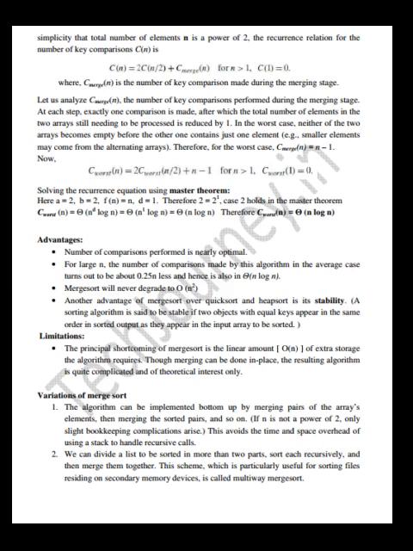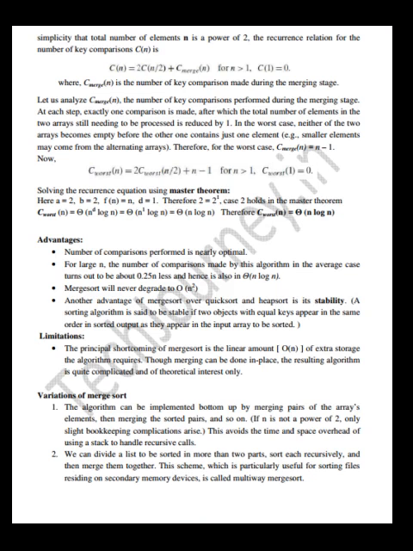At each step exactly one comparison is made, after which the total number of elements in the two arrays still needing to be processed is reduced by 1. In the worst case, neither of the two arrays becomes empty before the other one contains just one element. For example, smaller elements may come from the alternating arrays. Therefore, for the worst case, C merge of n is equal to n minus 1.